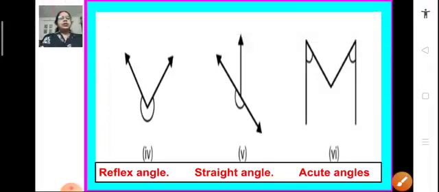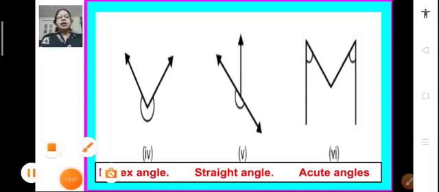Children, with this problem, we come to the end of exercise 5.3 and we will end the session here. We will learn about more shapes, elementary shapes, in our coming session.